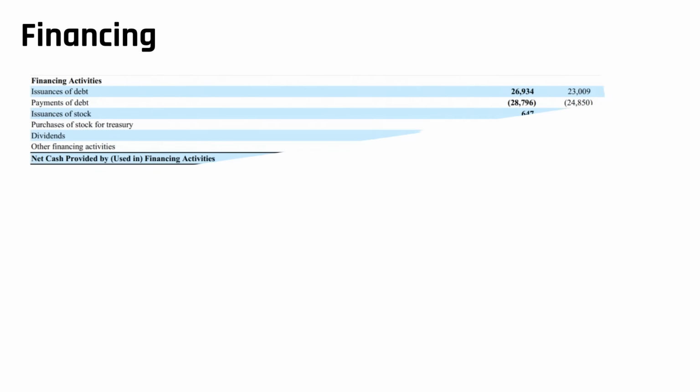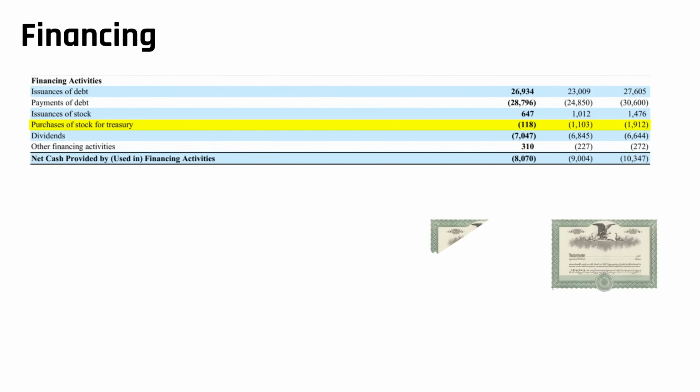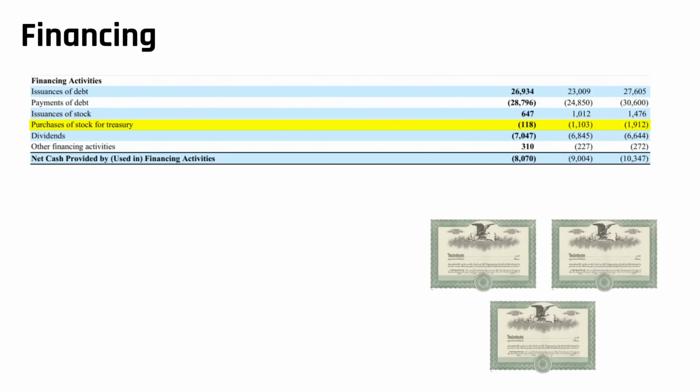Moving down the cash flow statement into the financing activity section, I want to spend some time talking about the line titled Purchases of Stock for Treasury. This line shows us as investors how much cash the company is spending on share repurchases. I personally am a long-term focused investor and love to see when a company is able to continue to invest in growing the business while still being able to repurchase shares.